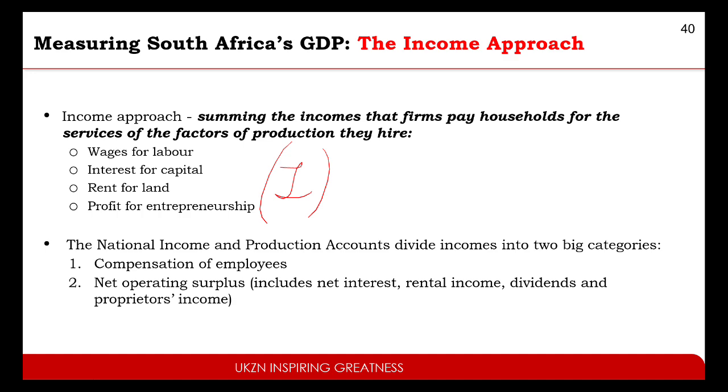So the national income and production accounts are divided into two big categories. So basically, income as a whole is divided into two types of income. Compensation of employees are your salaries, your wages, your benefits, your UIF, all those things, right? Net operating surplus is basically your net interest. So what does net interest mean?